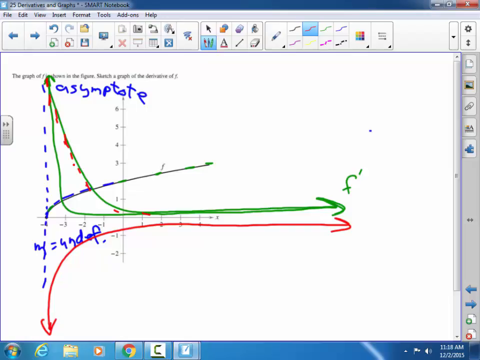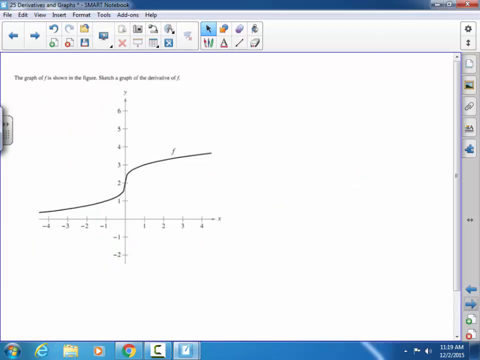Okay? So the main thing I wanted you to see here is this vertical asymptote. And we got an asymptote out of that because the slope was undefined. So anytime you're trying to sketch a graph, if the slope is undefined, that means there's going to be a vertical asymptote in your derivative there.